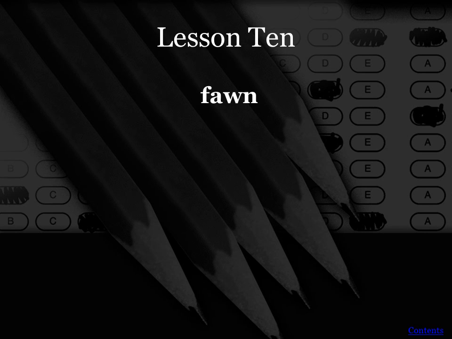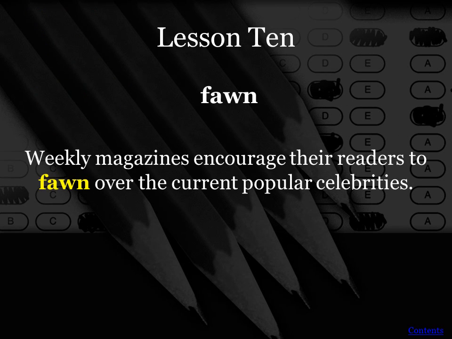Our next word is fawn. Now we're not talking about a baby deer here. This is actually a verb. We're using it as an action word. Weekly magazines encourage their readers to fawn over the current popular celebrities. So just think about our culture, how people are obsessed with finding out news about movie stars, musicians, etc. And they are always, the paparazzi is following these people all of the time.